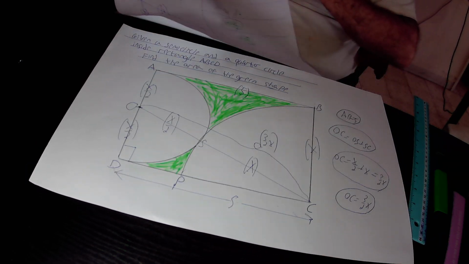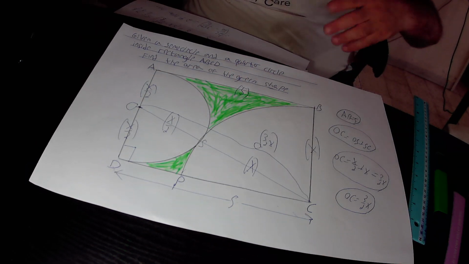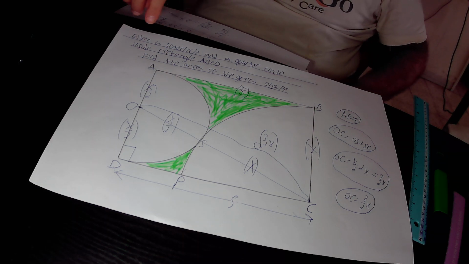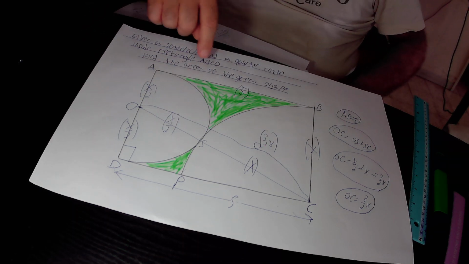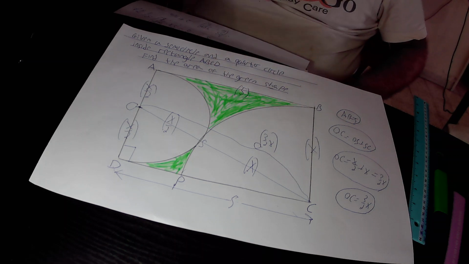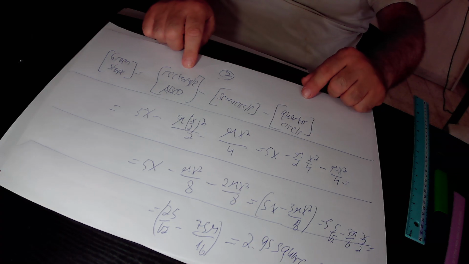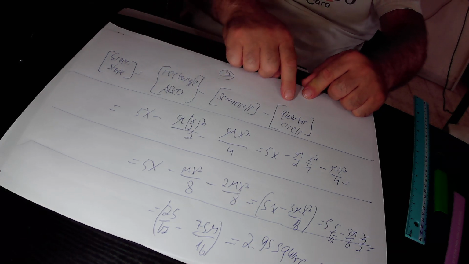Our mission is to find out the area of this green shape. So what is the area of the green shape? The area of the green shape equals the area of rectangle ABCD minus the area of this semicircle minus the area of this quarter circle. Repeat again. The area of the green shape in total equals the area of rectangle ABCD minus the area of the semicircle minus the area of the quarter circle.